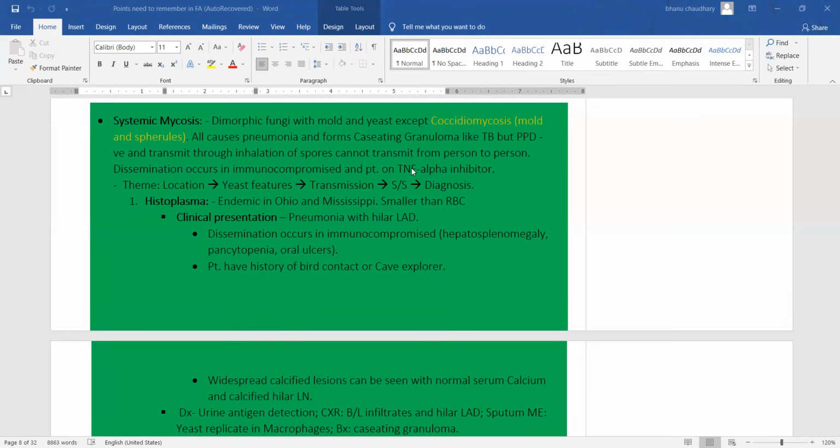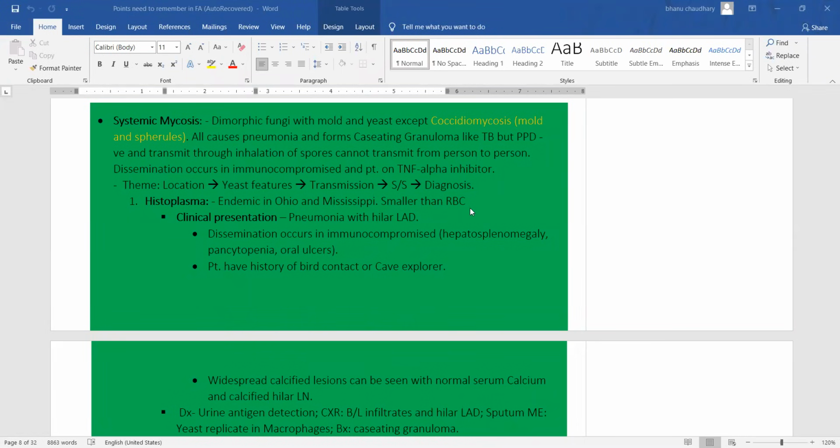Okay, and finally, we will discuss the symptoms and then the diagnosis. So for the histoplasma, which is a dimorphic systemic fungi, it is found in the Ohio and the Mississippi River valleys. Very important. So whenever a question describes a patient who is coming from these 2 locations, you will always think about the histoplasma. Okay, and you need to know the yeast feature, which is they are smaller than the RBCs. Very important, they are smaller than the RBCs.